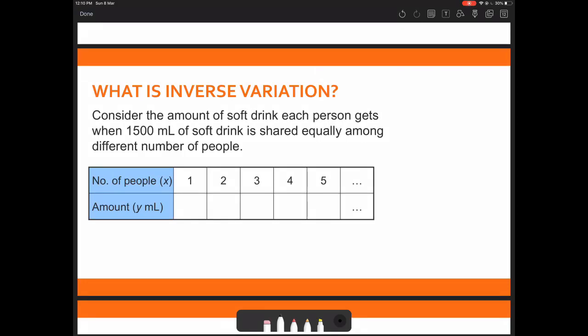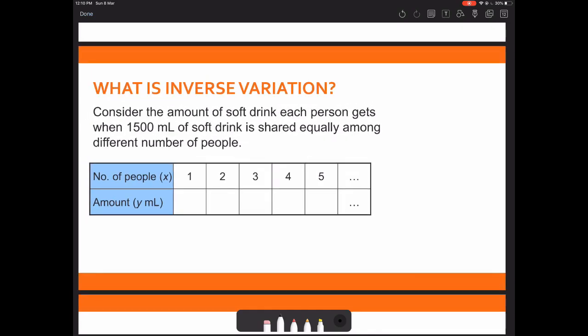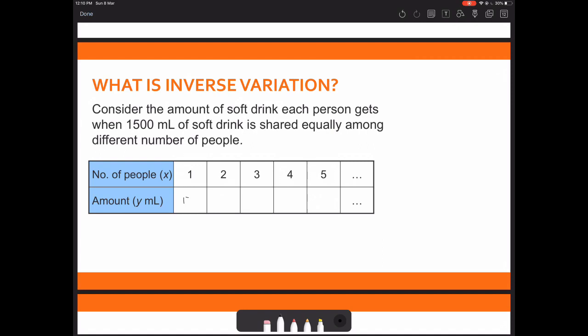What is inverse variation? Let's consider the amount of soft drink each person gets, when 1,500 ml of soft drink is shared equally among different numbers of people. Let x be the number of people and y be the amount of soft drink each person gets. When x is 1, the amount of soft drink each person gets will be 1,500 ml, since there's one person only.